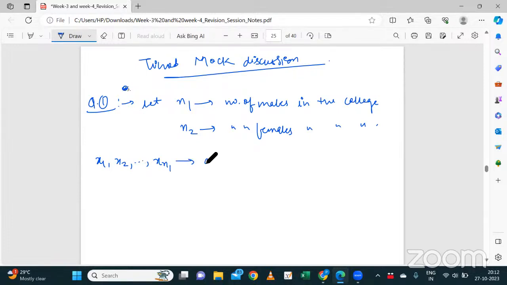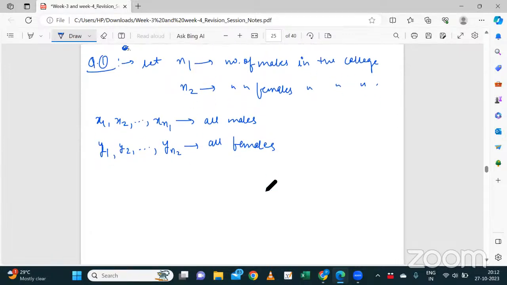It represents all the males. Can I say that? Yes, sir. Let's say y1, y2 up to yn2 represents all the females. Correct? Just for simplicity. Now it has been given that the mean annual college fees paid by all students was 55 lakh.